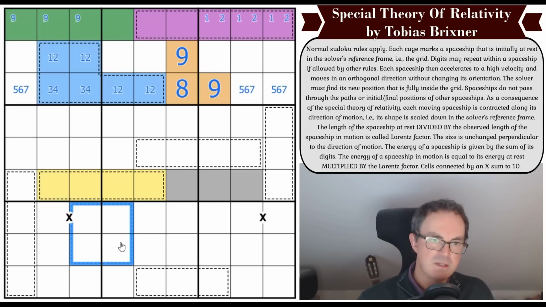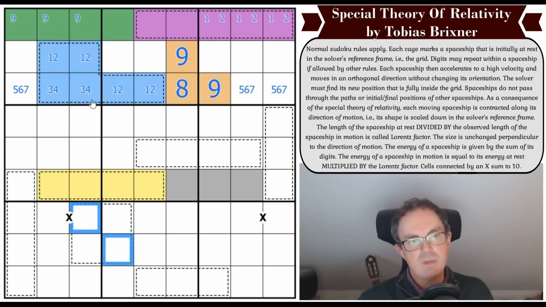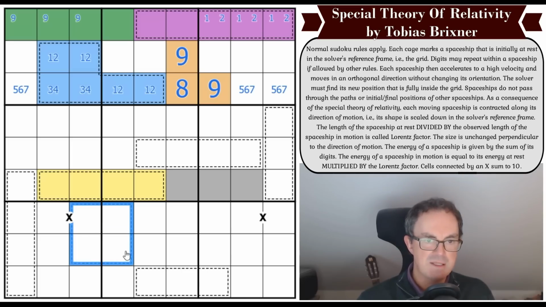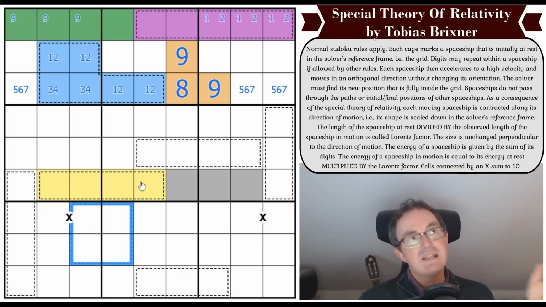What's the minimum this can be? It can't be 1, 2 pairs, actually, because if this was 1, 2 and this was 1, 2, then these squares couldn't exist. So the minimum of this is 1, 3 pairs, which would be 8. Yeah, that's it. That's it.